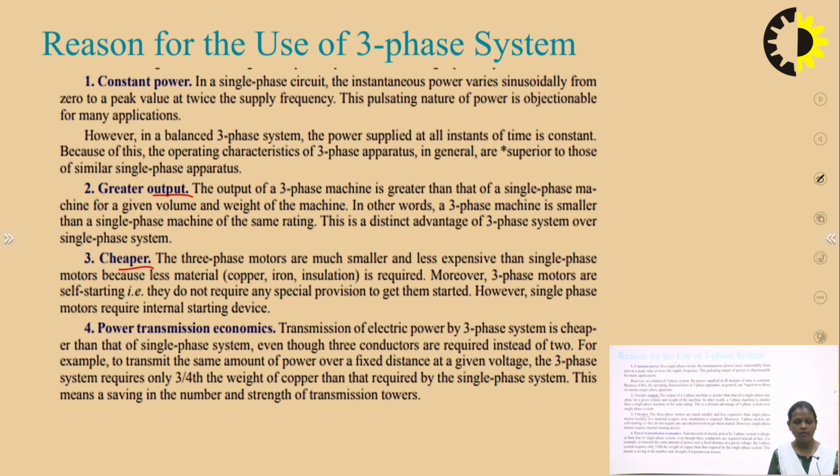Then the next is power transmission economics. This is again a very important point. Transmission of electrical power by a three phase system is cheaper than that of a single phase system, even though three conductors are required instead of two. For example, to transmit the same amount of power over a fixed distance at a given voltage, the three phase system requires only 3/4 the weight of copper required by the single phase system, and this means a saving in the number and strength of transmission towers.